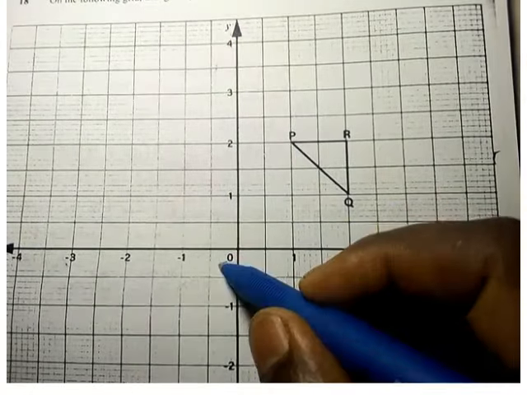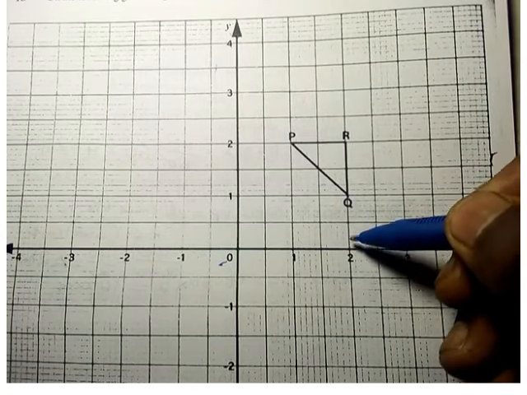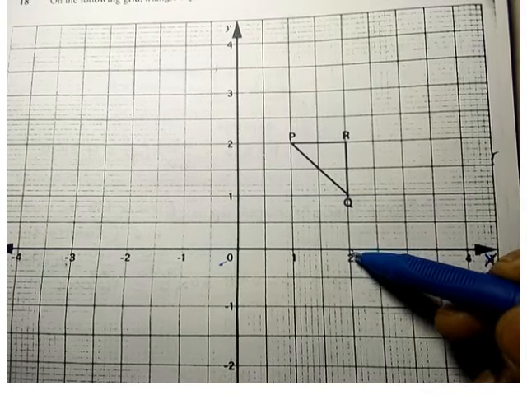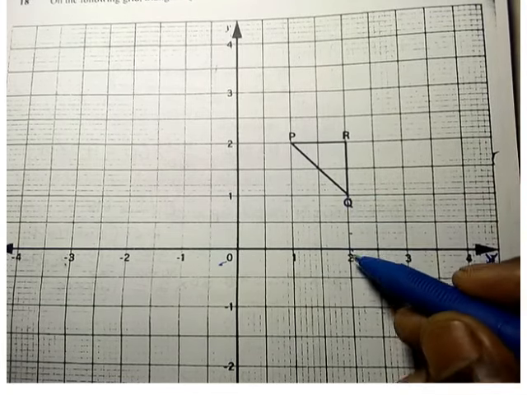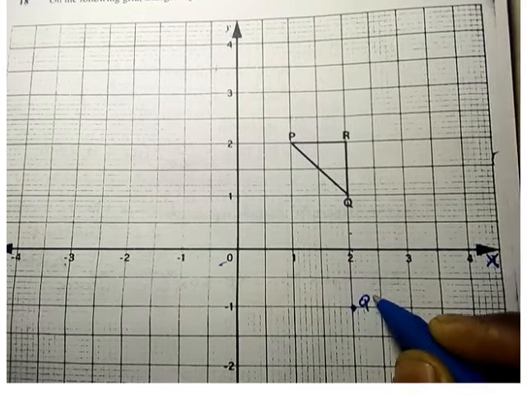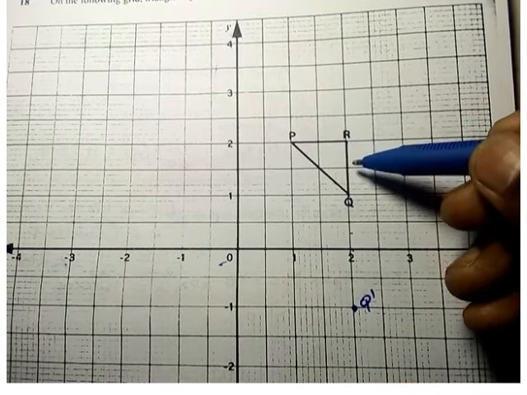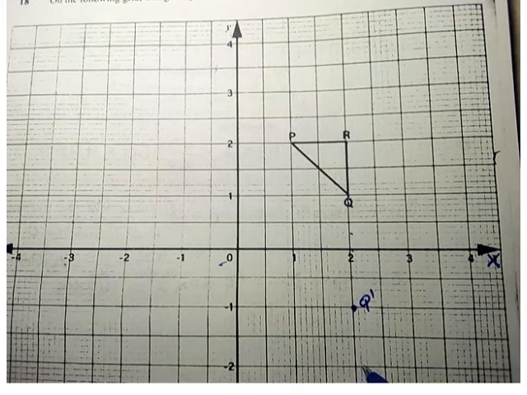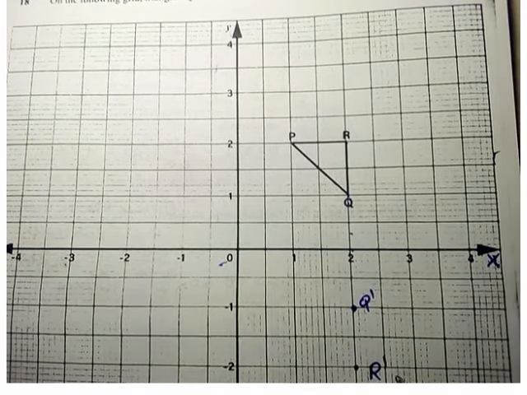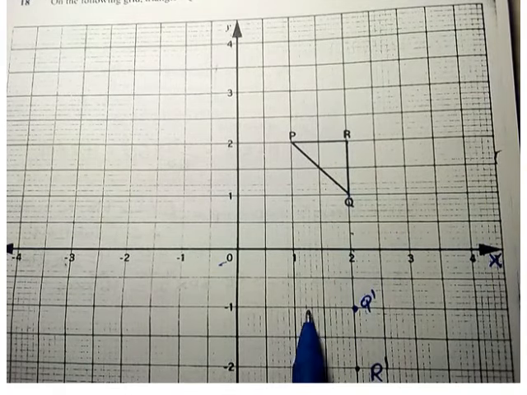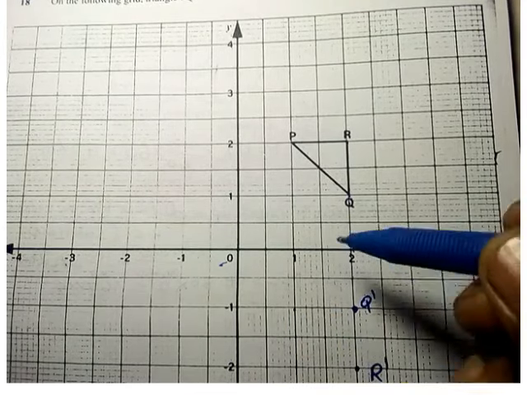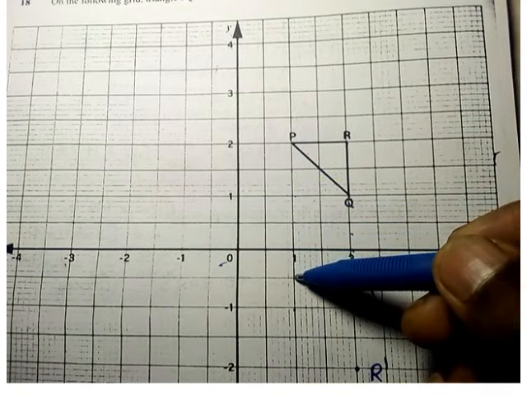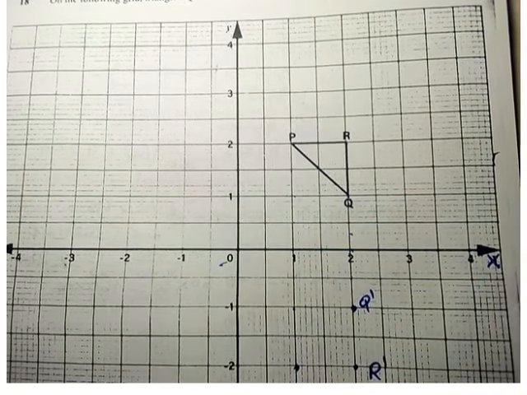y-axis. If this is the mirror, the distance from the mirror to the object will be equal to the distance from the mirror to the image. So how many units are there? 1, 2. So here we will have Q prime 1. From here, 1, 2, 3, 4. Here we will have R prime 1. And then for P, 1, 2, 3, 4. So this is P prime.